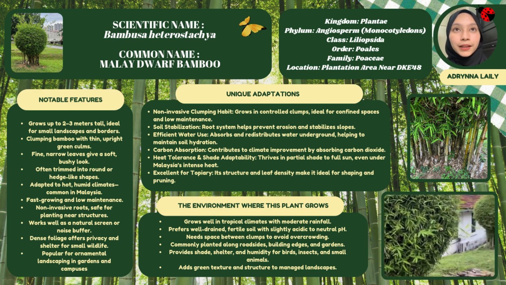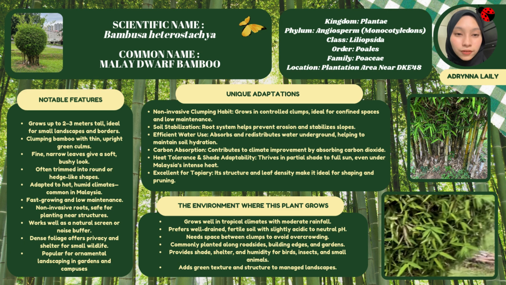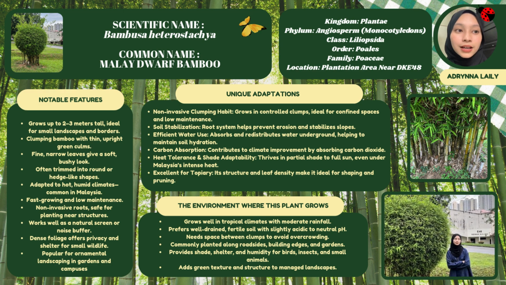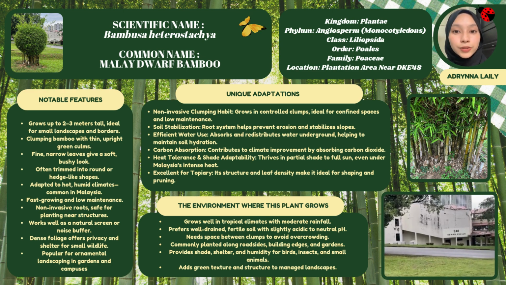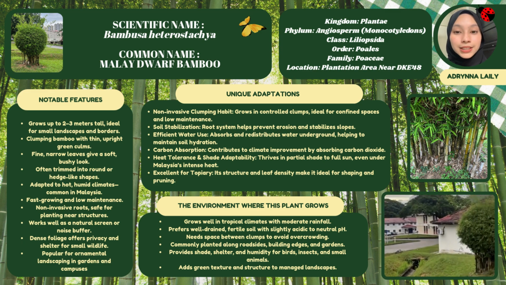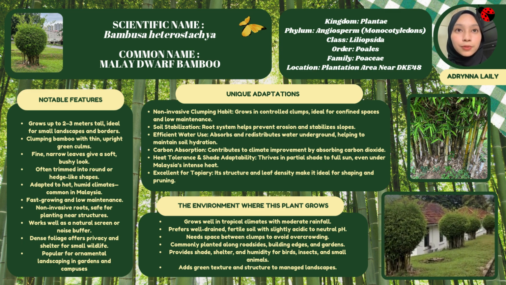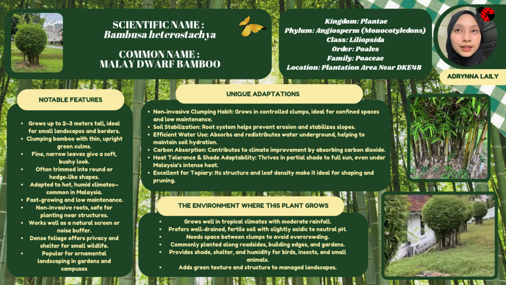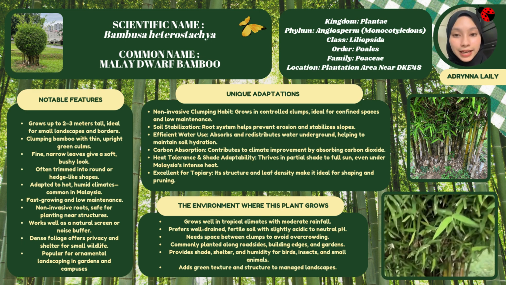The plant that I chose for the assignment is Malay dwarf bamboo, and the scientific name is Bambusa heterostachya. The kingdom is Plantae, the phylum is Angiosperm under Monocotyledon, the class is Liliopsida, the order is Poales, and the family is Poaceae. This bamboo is located at the plantation area near DKE 48.